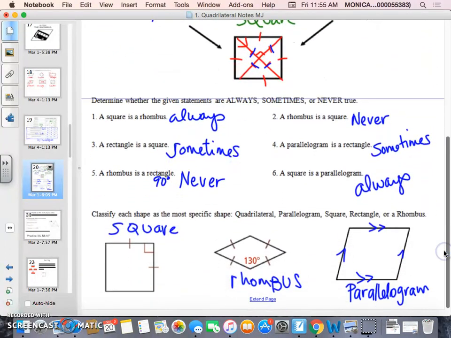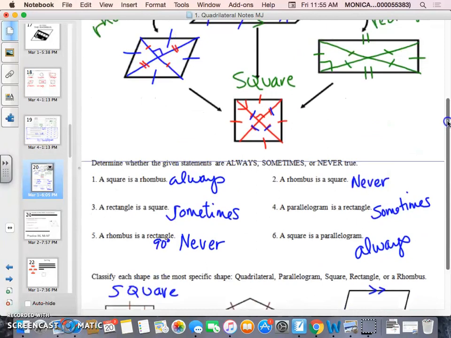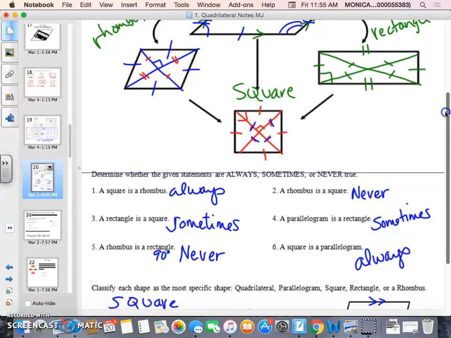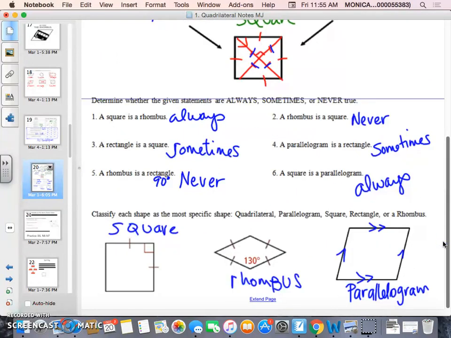So when you're answering the question down here, a square is a rhombus, yes, always. A rectangle is a square, well, sometimes a rectangle is a square, sometimes a rectangle is just a rectangle. A rhombus is a rectangle? Never, because a rhombus never has 90-degree angles. A rhombus is a square? Never, because a rhombus doesn't have 90-degree angles. A parallelogram is a rectangle. Sometimes, but sometimes a parallelogram is just a parallelogram or it's a rhombus. And a square is always a parallelogram. And down here, the best you can classify these is square, rhombus, and parallelogram.